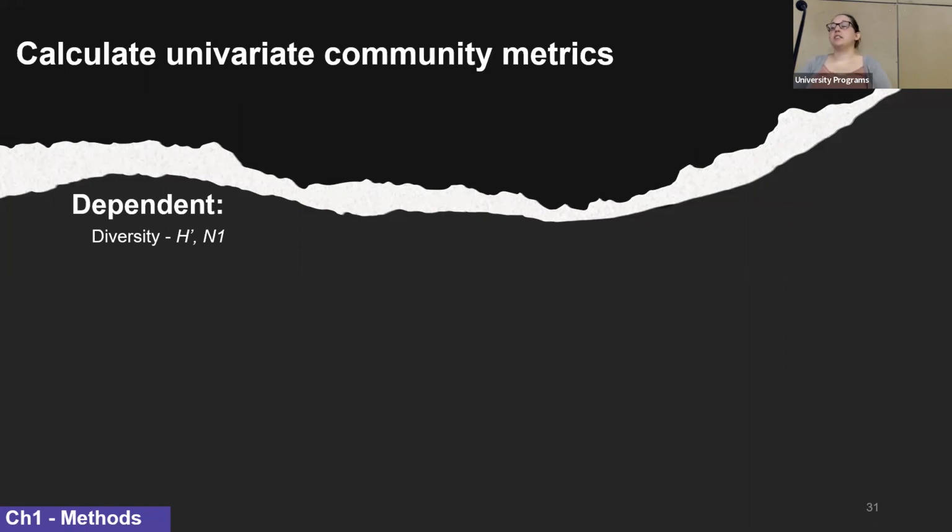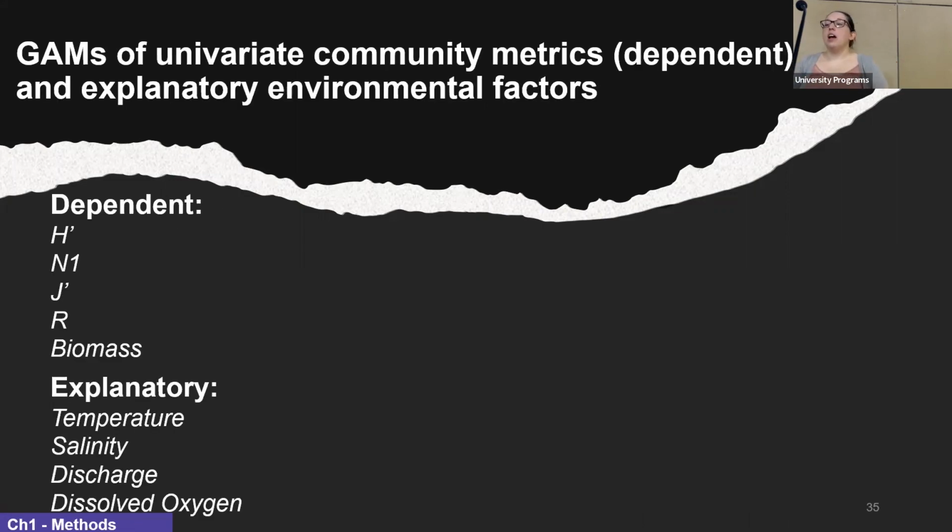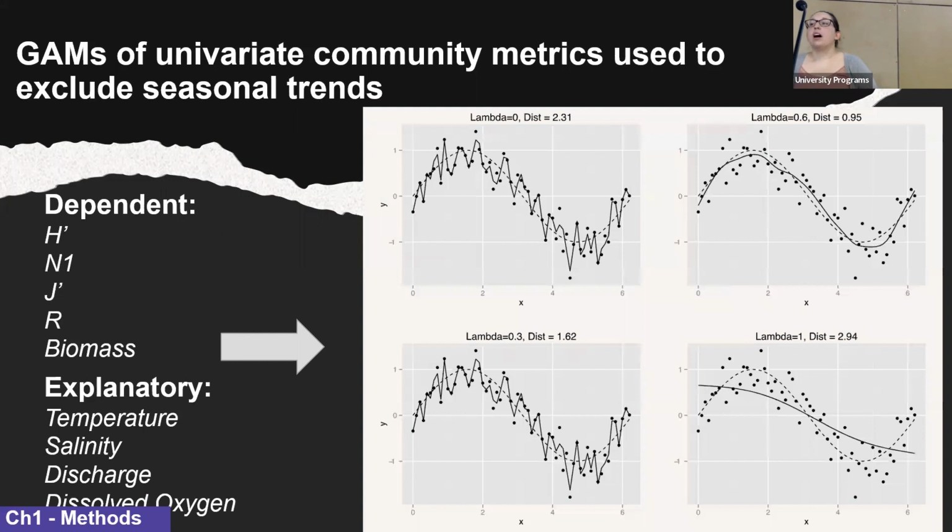So to do this, I'll first calculate univariate community metrics, including the Shannon diversity indices, the Shannon-Wiener diversity index and Hill's N1, J prime evenness, species richness, and biomass. And I will feed these univariate community metrics into a generalized additive model using environmental factors as explanatory variables. And the environmental factors will include temperature, salinity, discharge, and dissolved oxygen. I'm then going to use a smoothing parameter to examine the long-term trends and account for that seasonal variability.